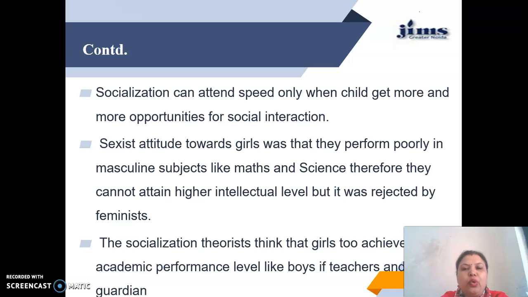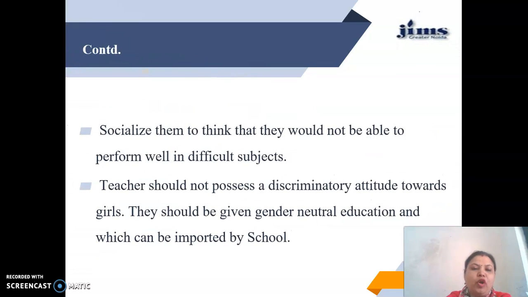Socialization can attain speed only when the child gets more and more opportunities for social interaction. The sexist attitude towards girls was that they perform poorly in masculine subjects like maths and science. Therefore, they cannot attain higher intellectual level, but this was rejected by feminists. The socialization theorists think that girls can achieve higher academic performance levels like boys if teachers and guardians give them proper opportunities, and do not socialize them to think that they would not be able to perform well in different subjects.